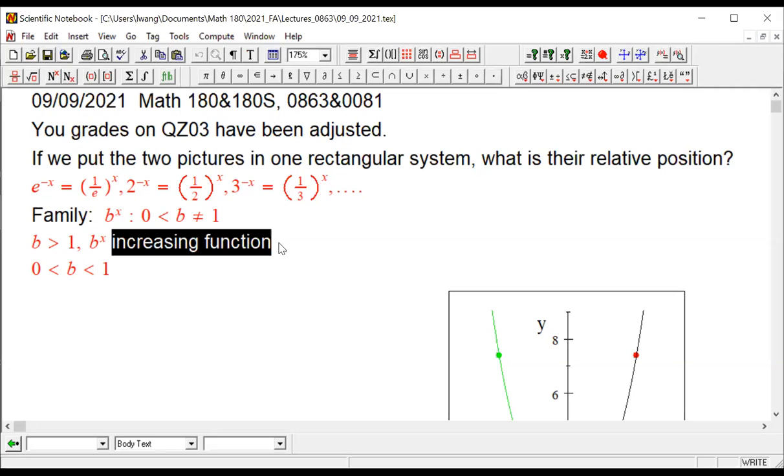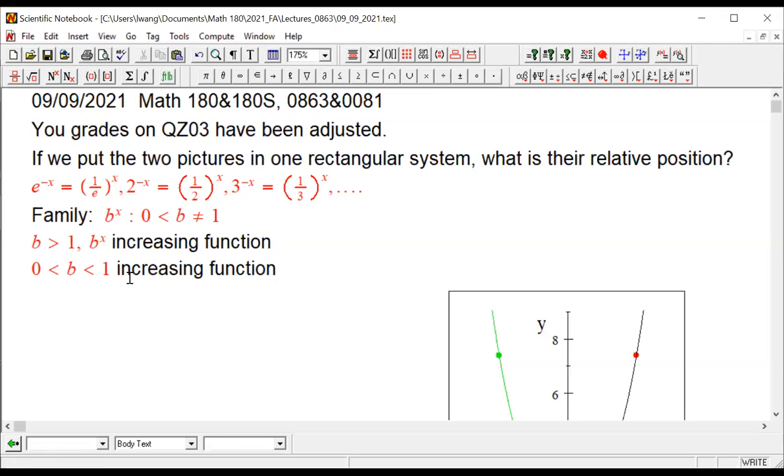Between 0 and 1, because b has to be positive. Okay, b has to be positive. Instead of increasing, it's decreasing.